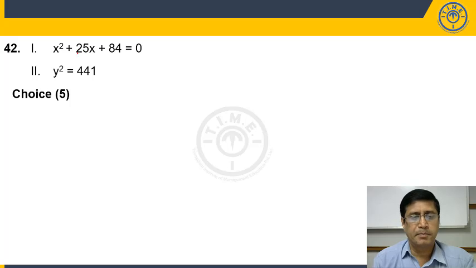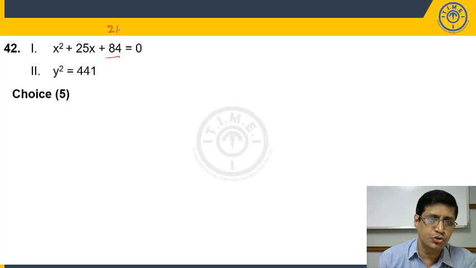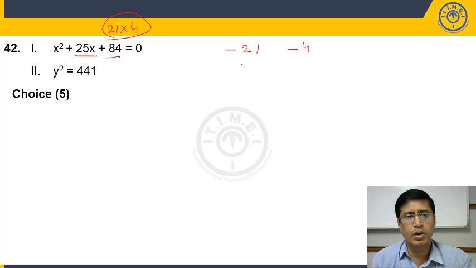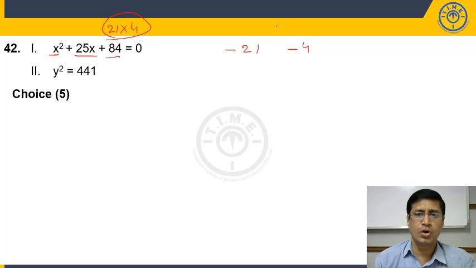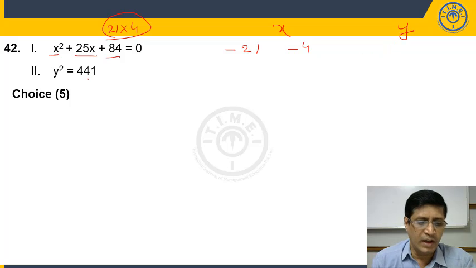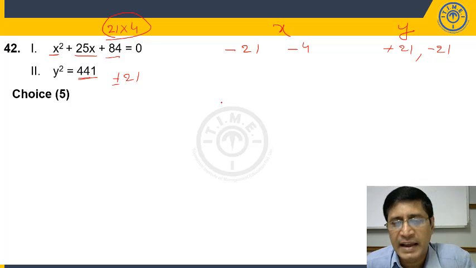X square plus 25x plus 84. Here I am expressing 84 as 21 into 4, whose sum is equal to the middle term. What are the roots? Minus 21 and minus 4 by the coefficient of x square. Here the x square coefficient is 1. So these are the roots of the first quadratic equation. What about the roots of the second quadratic equation? Y square is equal to 441, which means the value of y is plus or minus 21. It means plus 21 and minus 21.